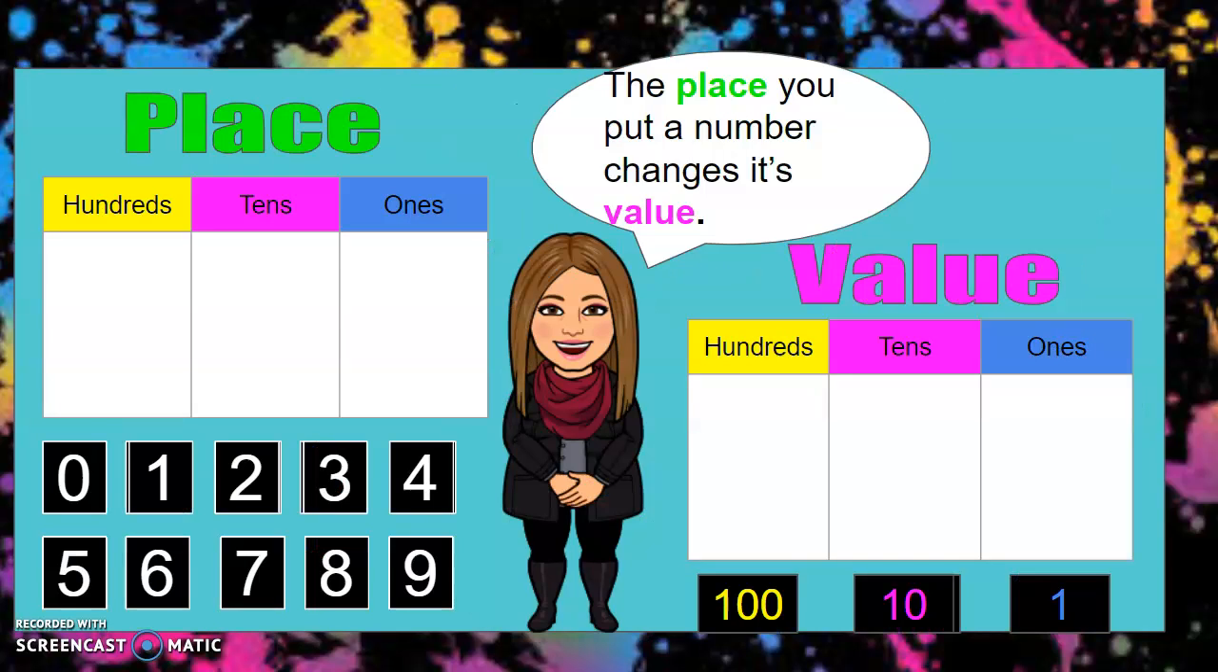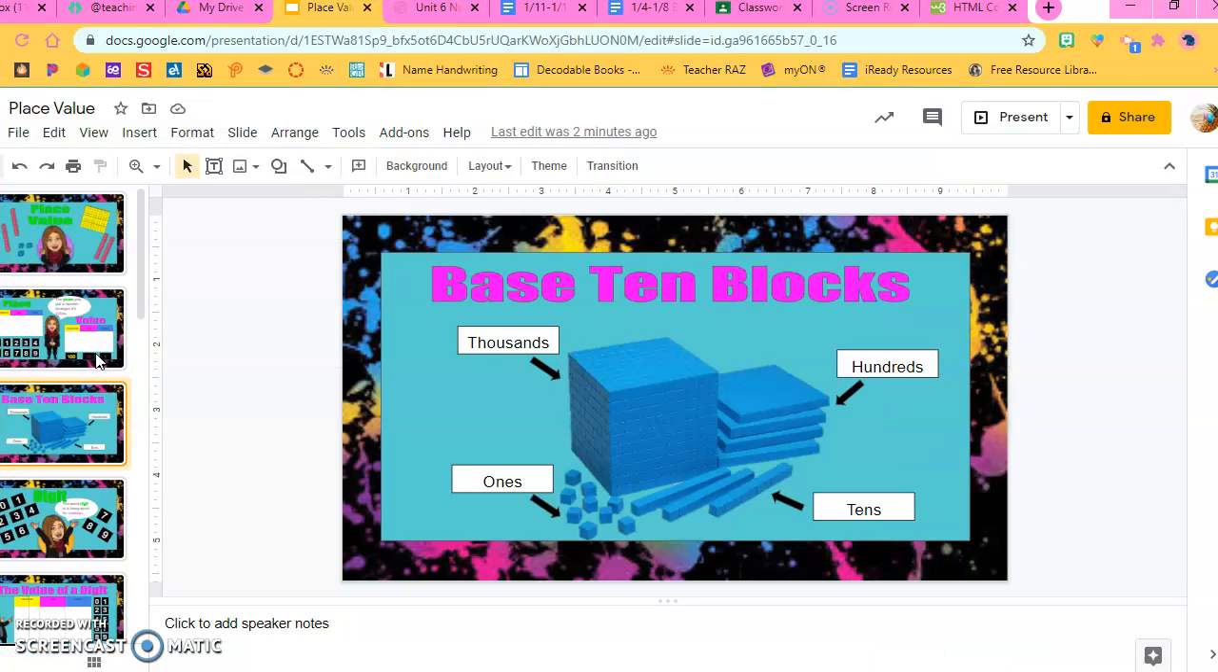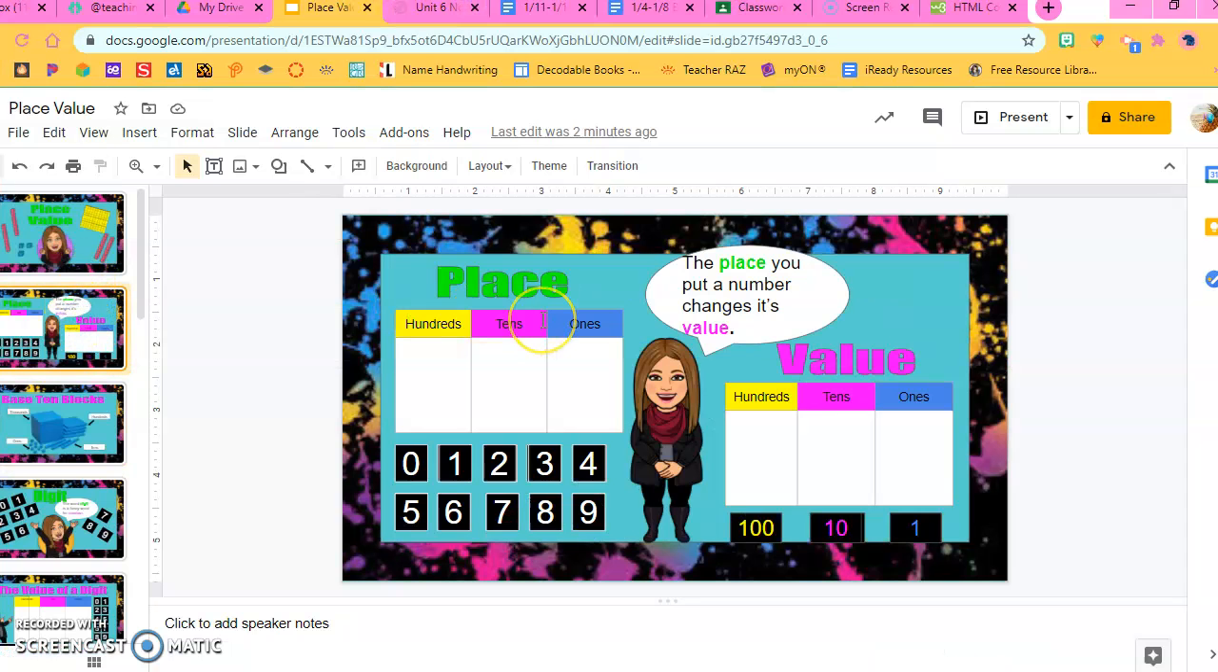So for place value, the place that you put the number changes its value. This is what we call a place value chart. It has ones, tens, hundreds, and the numbers are always in this order. So the place that you put a number changes its value.